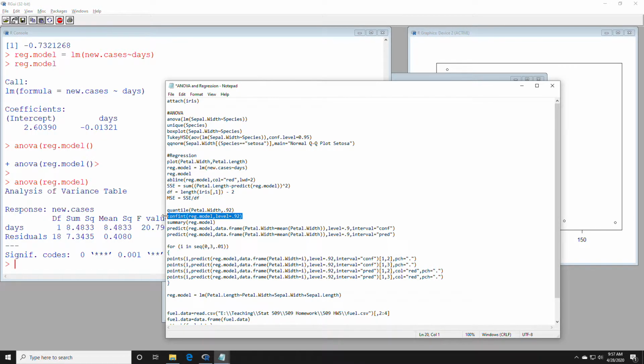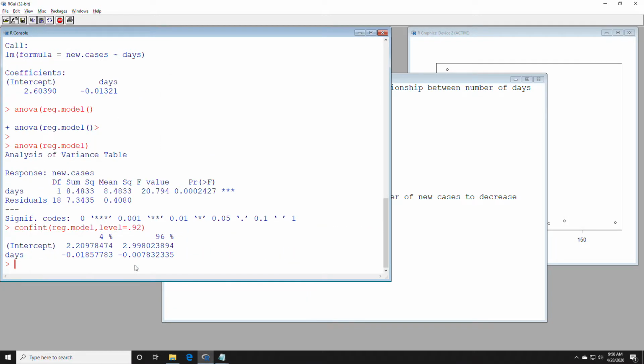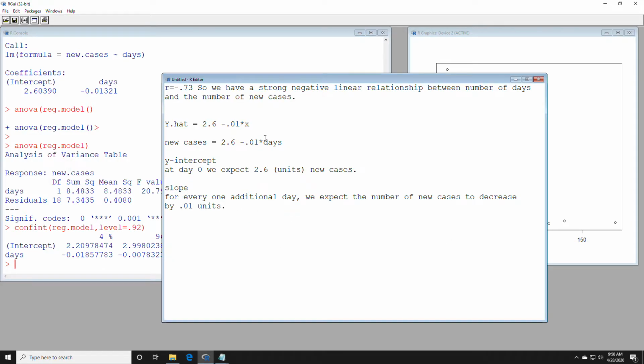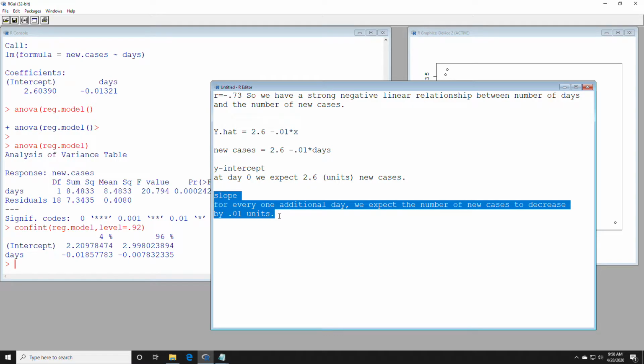What else do we have? We might want confidence intervals. Right here, I'm specifying a 92% confidence interval, but put whatever you want. So here's for the intercept, and just going ahead and looking at the slope. Basically the same thing as this, but we're talking about an interval. So for every one additional day, here, I'll just go ahead and put it. So this is our confidence interval.